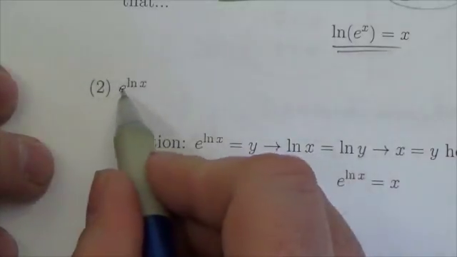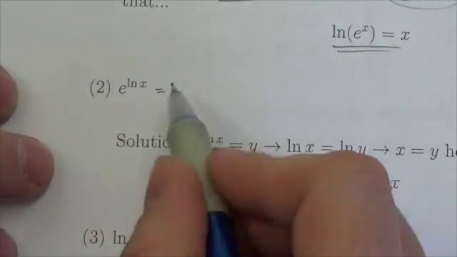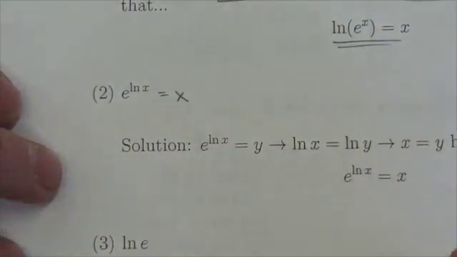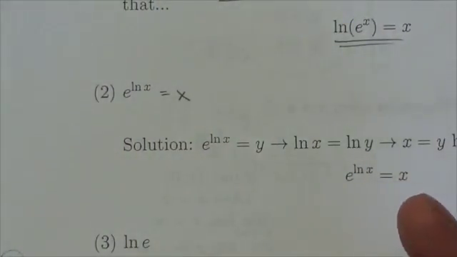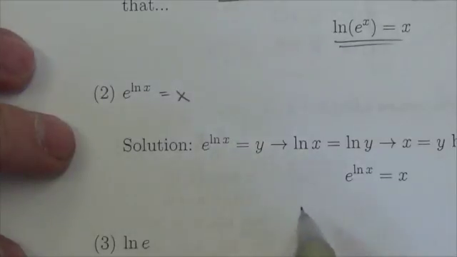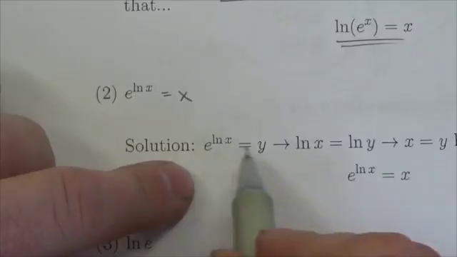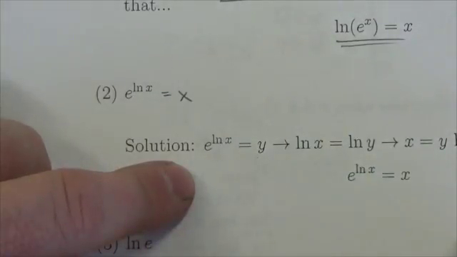Exactly the same thing here: e to the natural log of x. These are inverses of each other, and the result should be x. But let's assume right now that you don't know what it equals. You're not familiar with that. So e to the natural log of x is equal to y. What I can do is take the natural log of both sides.